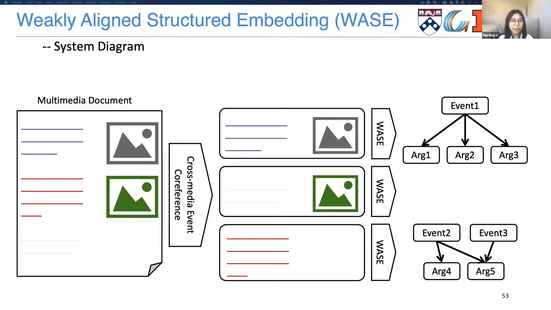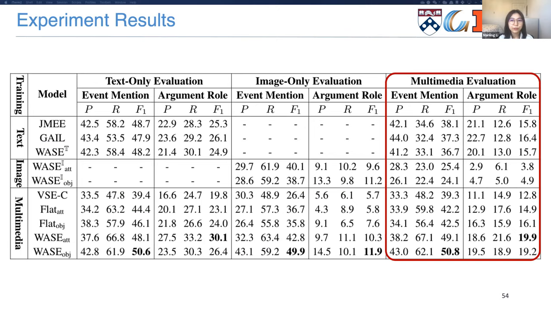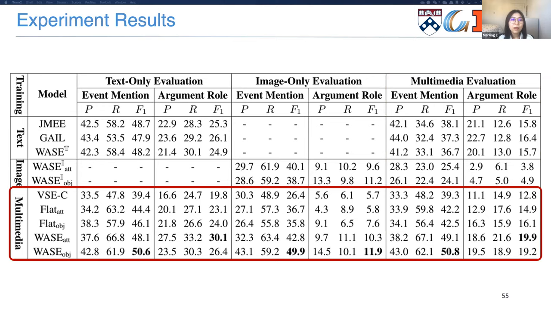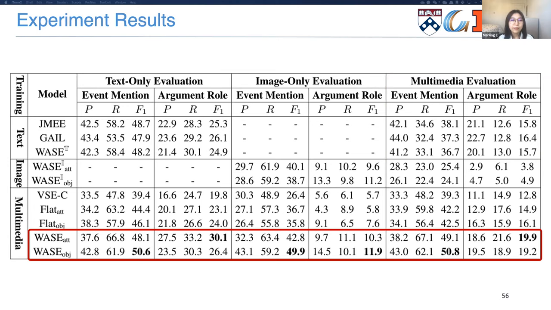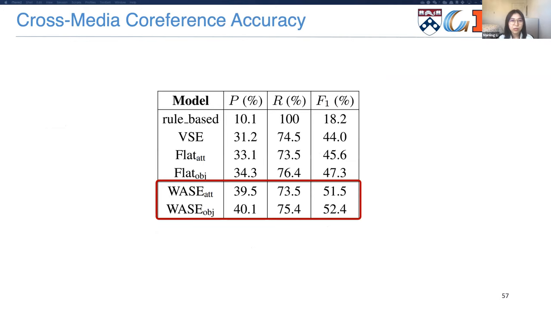In the experiments, we separate the annotated events into text-only events, image-only events, and multimedia events based on whether the event corresponds to a text trigger or an image or both. The multimedia setting covers arguments from both modalities, so it's much harder than the text-only and image-only extraction tasks. Our multimedia system outperforms the systems trained on only text or image, and the structured common space of two versions, the object graph-based version and the attention graph-based version, both achieve significant gains compared to flat embeddings. Cross-media event coreference is also improved by the structured common space, since our alignment method considers the semantic structures of both modalities.